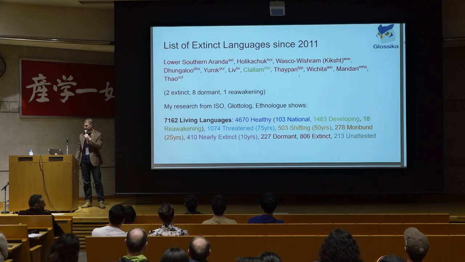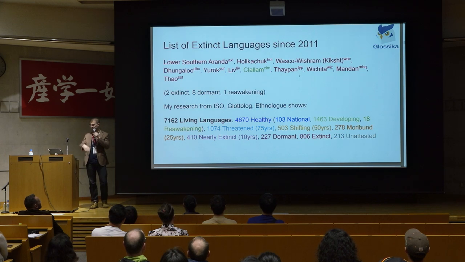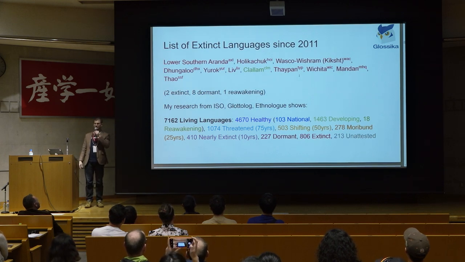Okay, Wasco-Wishram. Probably also North America. Dungalu, I think we can guess. Australia, okay. Yurok, California, yeah, I think, and then Liv. I'm not sure if that's Livonian, because that would be Estonia, right, or Latvia.